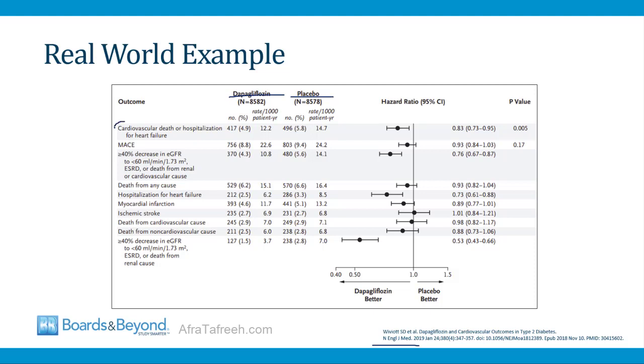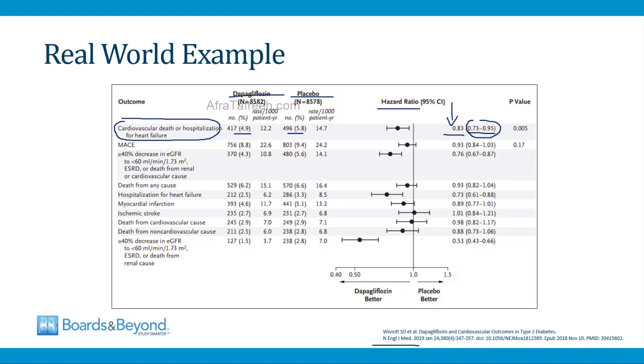The primary outcome was cardiovascular death or hospitalization for heart failure, and that outcome occurred in 4.9% of patients who received dapagliflozin and 5.8% of patients who received placebo. The authors report a hazard ratio which is similar to a risk ratio, and the hazard ratio for the primary outcome was 0.83, and they show you the confidence intervals which go from 0.73 to 0.95. And you can see that this range does not include the number 1, and so therefore, as we talked about in the last slide, this means that this hazard ratio is statistically significant.